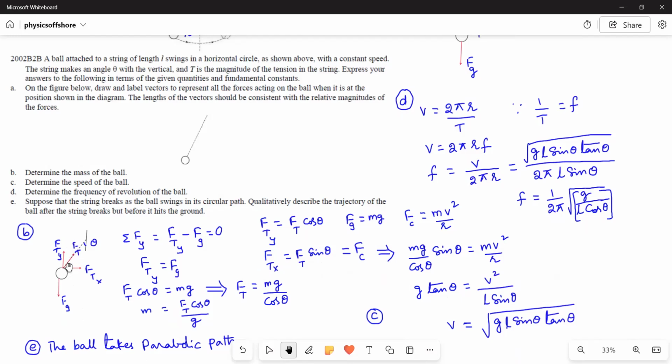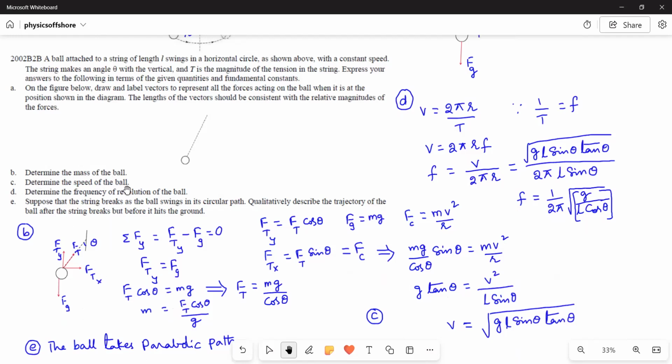Now we will write the force equation. Sigma Fy is equal to Fty minus Fg is equal to 0 because the ball is making a horizontal circle. Therefore, Fty is equal to Fg and we know Fg is equal to mg. Fty is Ft cos theta. Therefore, Ft cos theta is equal to mg, or m is equal to Ft cos theta by g. This is the answer for the second bit.